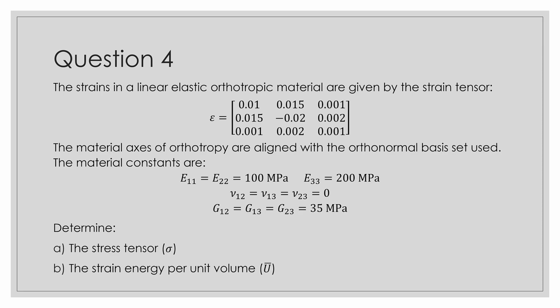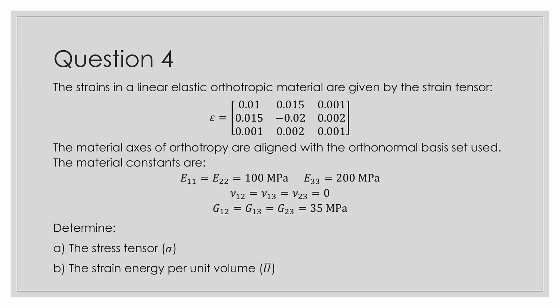Now, the key to this question, and as I kind of said, the key that's going to throw a lot of students off, is that this is going to be an orthotropic material. We're so used to dealing with isotropic materials that once we get a material that's orthotropic, it kind of throws us off a little bit. It says the material axes of orthotropy are aligned with the orthonormal basis set used. This is great. It means that we don't have to do any sort of change of basis.